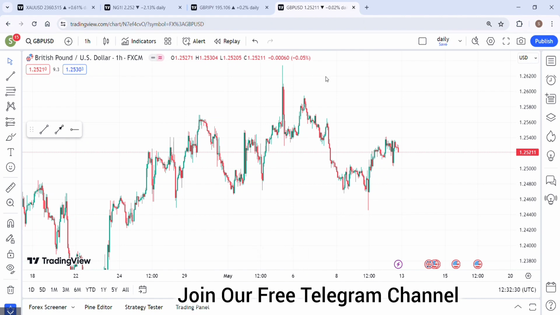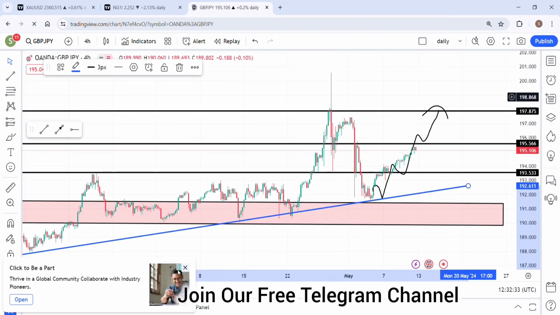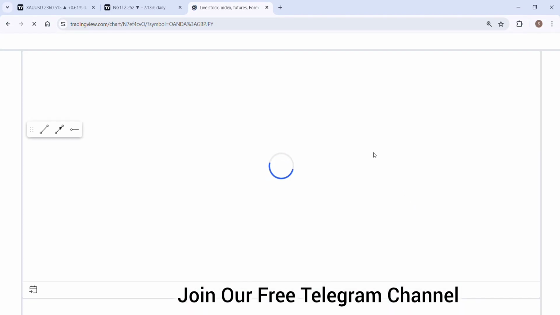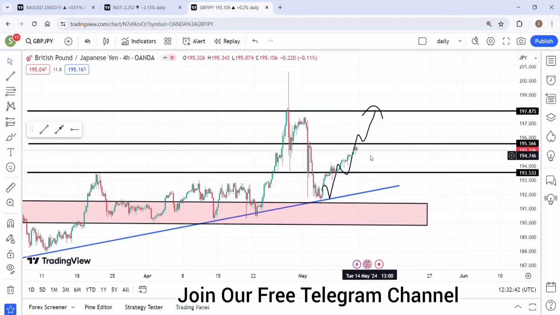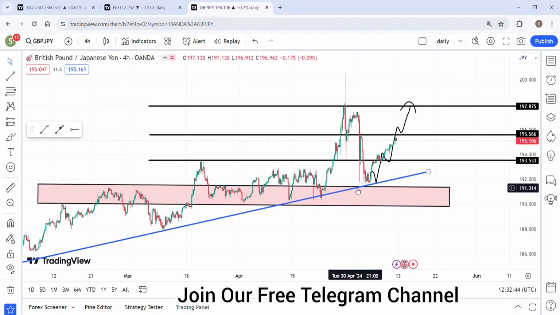This is the GJ pair. As you can see, this is the structure shared by me last week, and we have already hit 2 TPs. This is the trend line. The market just tested my trend line and is moving away. So we are again in the buying state of GBP/JPY.